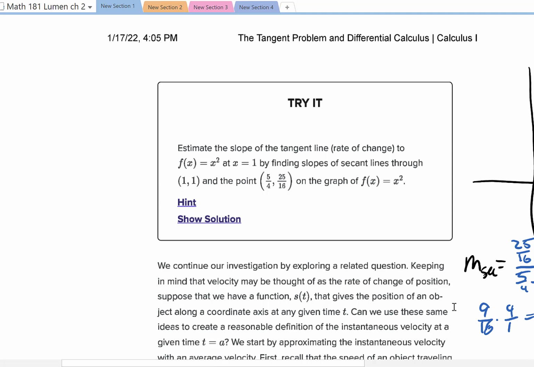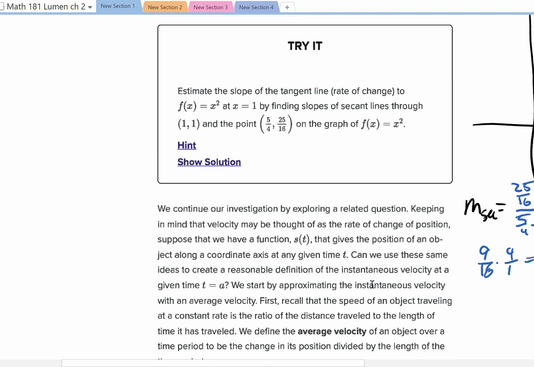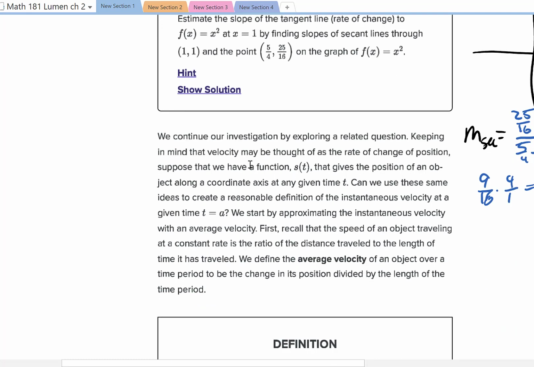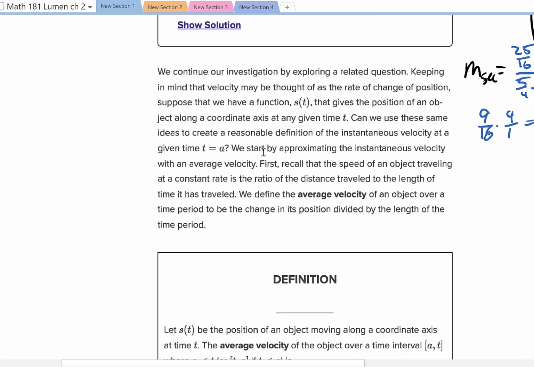So we continue our investigation by exploring a related question, keeping in mind that velocity may be thought of as the rate of change of position. Suppose that we have a function s of t. You typically use s for position functions. It gives the position of an object along the coordinate axis at any given time t. Can we use the same ideas to create a reasonable definition of the instantaneous velocity at time t equals a?